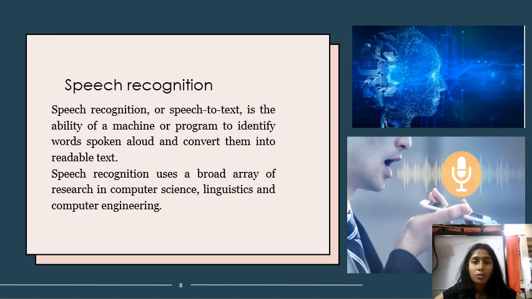What is speech recognition? Speech recognition, or speech to text, is the ability of a machine or a program to identify words spoken aloud and convert them into readable text. Speech recognition uses a broad array of research in computer science, linguistics, and computer engineering.